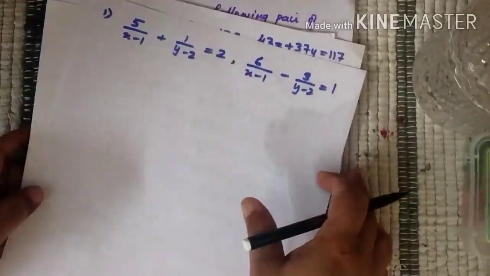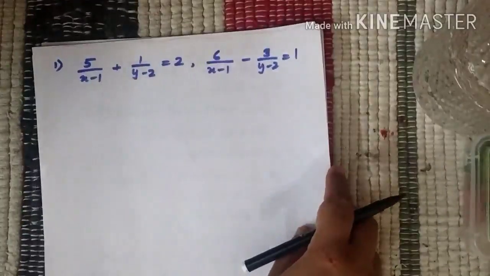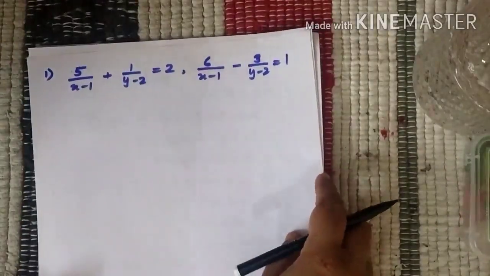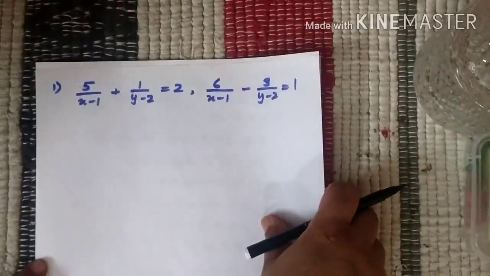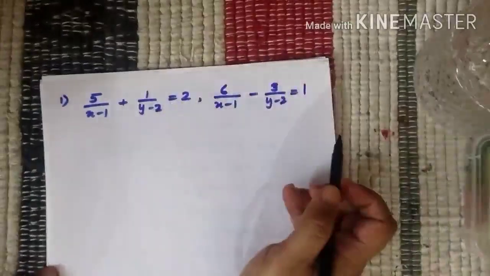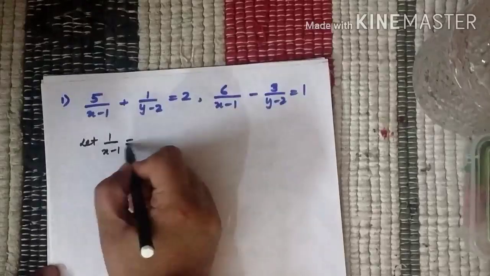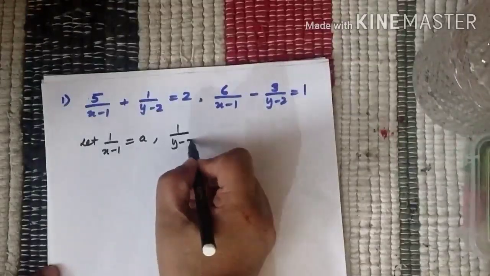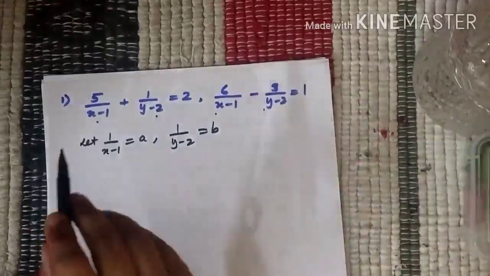Then we have learnt solving a pair of equations. Now, equations which are not in the normal form, so these are equations reducible to normal form. So you have studied these kinds of equations also, which are not given in the normal form, which you need to reduce to the normal form. How do we reduce them? We say let 1 upon x minus 1 be a and 1 upon y minus 2 be b. Observe the denominators are same in both the equations.